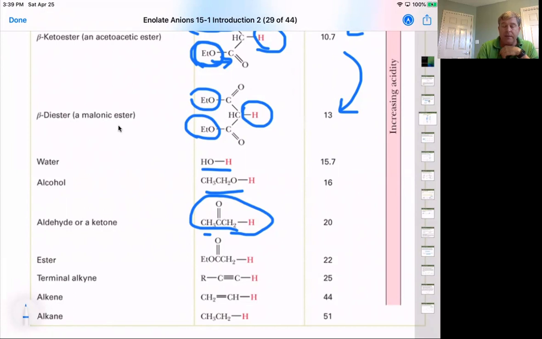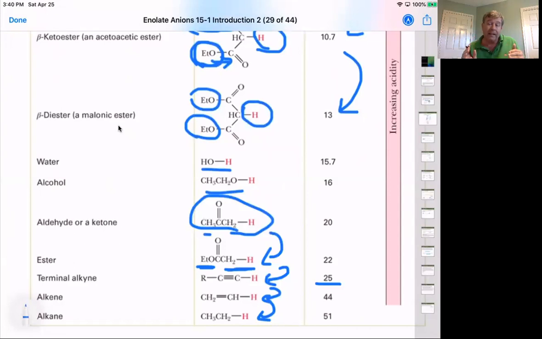And then it decreases again by adding that donating group, the alkoxy group here. So on this ester right here, it's just a little bit less acidic. And then we go to our traditional alkane. So we have our alkyne first and most acidic at 25, and then our alkene, and then our alkane. Okay, so all of our enolate protons are more acidic than any of our other hydrocarbon protons. That's the important thing we have here.